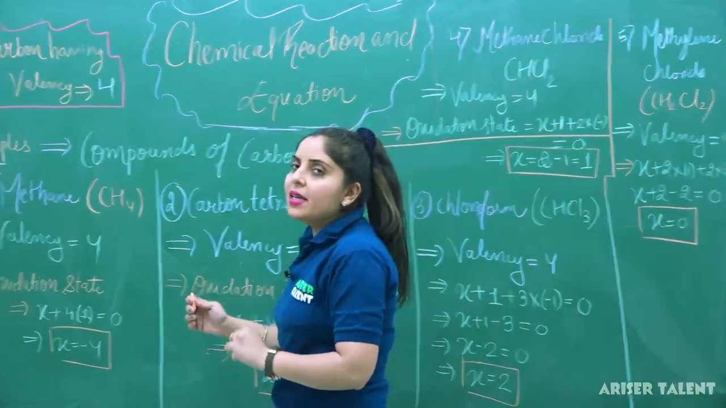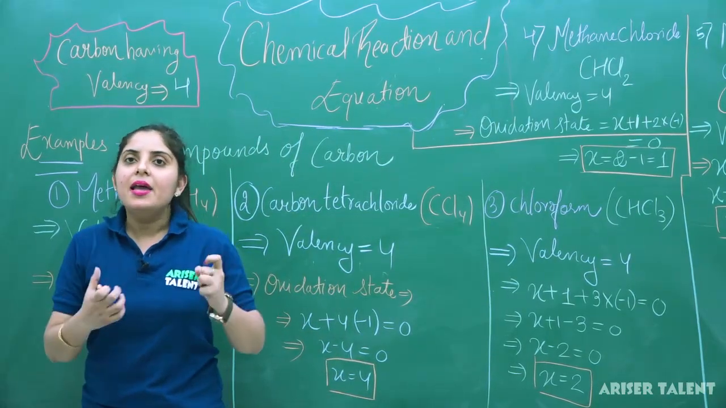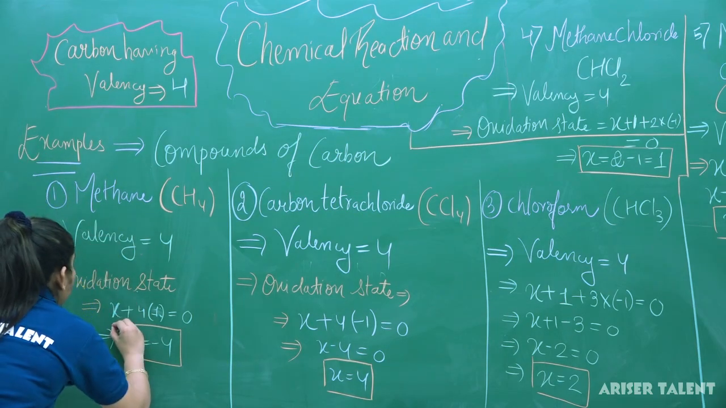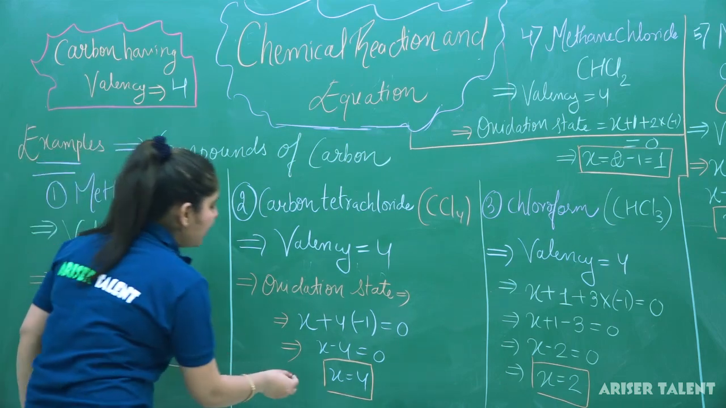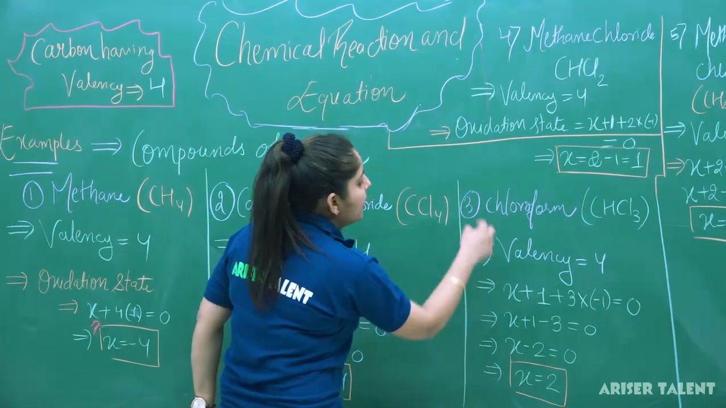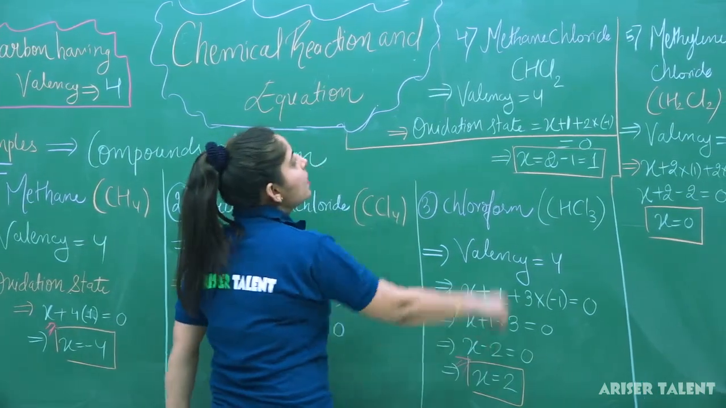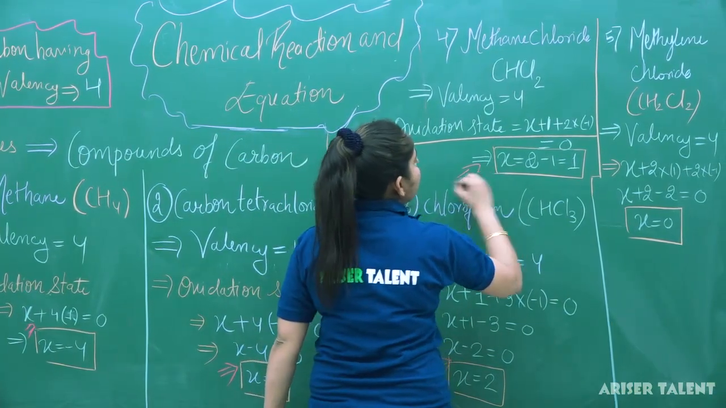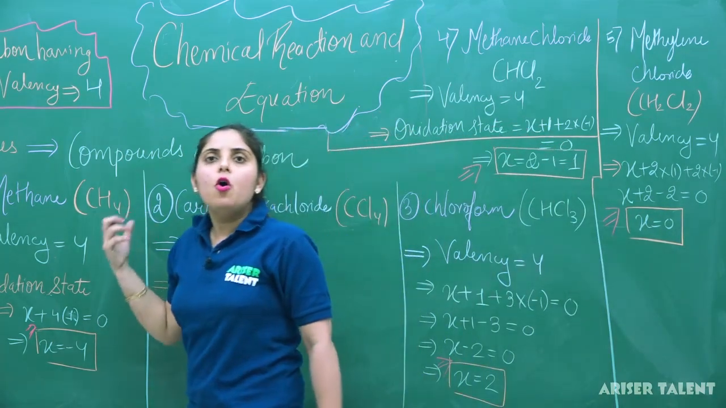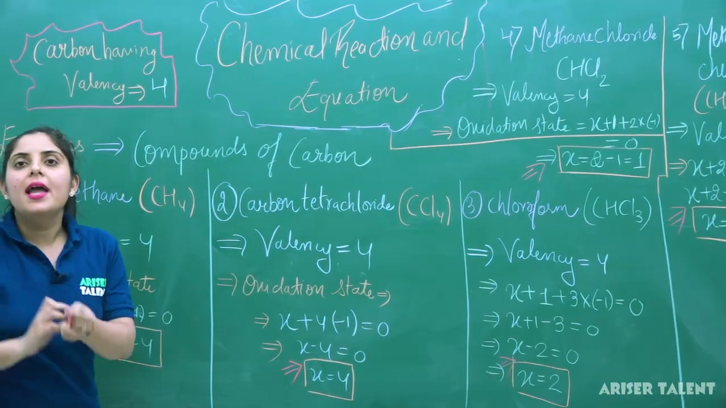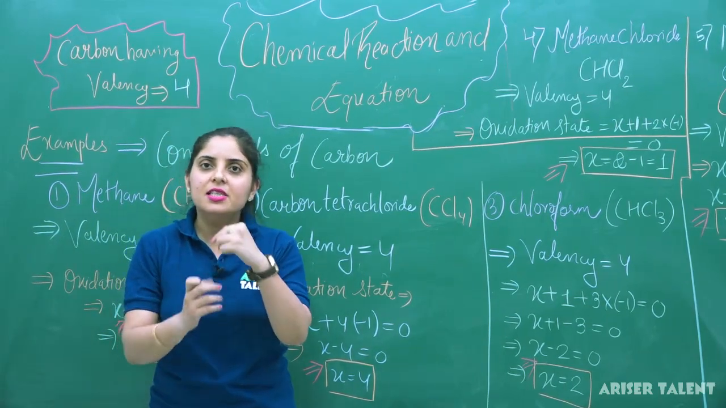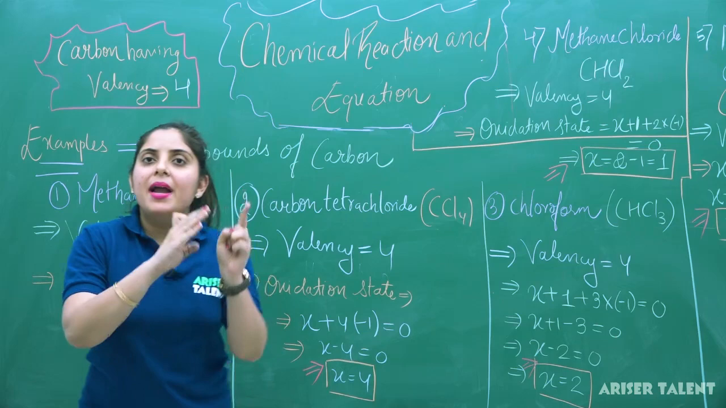So apart from valency, that is equal to 4 in case of carbon, I have calculated the oxidation state of each element here. I have got the oxidation state of methane equal to minus 4. In case of carbon tetrachloride, we have oxidation state 4. In case of chloroform, we have got X equal to 2. In case of methyl chloride, we have got X equal to 1. And in case of methylene chloride, we have X equal to 0. So what you have observed in all these cases, the oxidation state of an element may vary from minus 4 to 4. It means carbon is having a valency of 4 and oxidation state between minus 4 to 4.